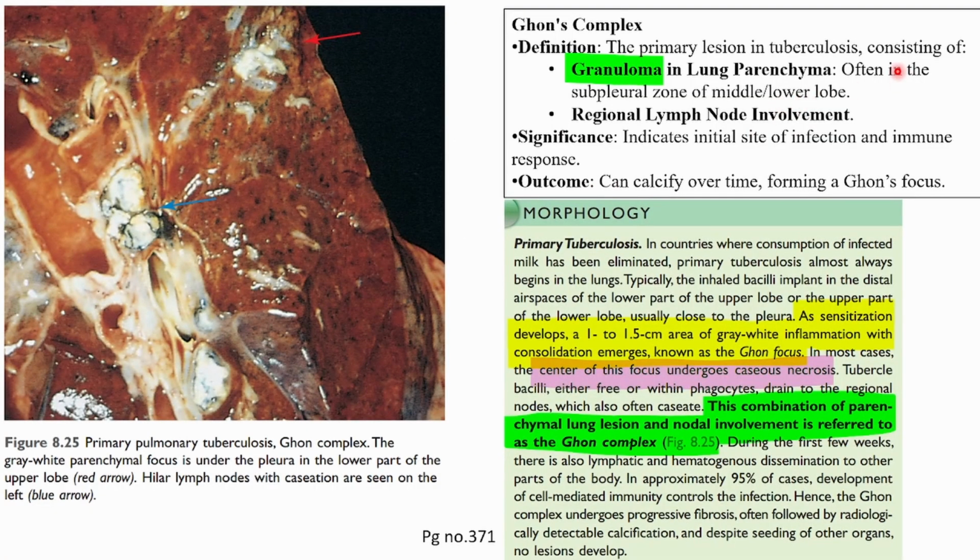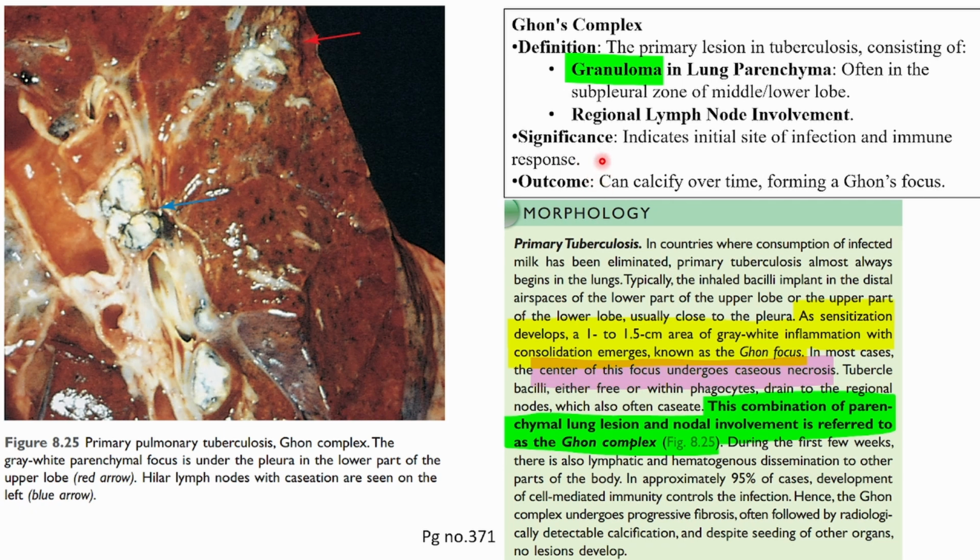Okay, so often in the subpleural zone, as he described here already where it is forming, in the lower part of the upper lobe or upper part of the lower lobe near the pleura. So yeah, where there is oxygen rich, that much you have to remember. So granuloma in the lung, often in the subpleural zone of the middle or the lower lobe, with regional lymph node involvement, and there should be involvement of the regional lymph node. What is the significance? Indicates initial site of the infection and immune response. So yeah, all this shows the immune response.